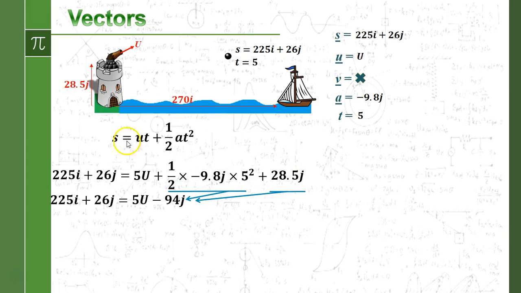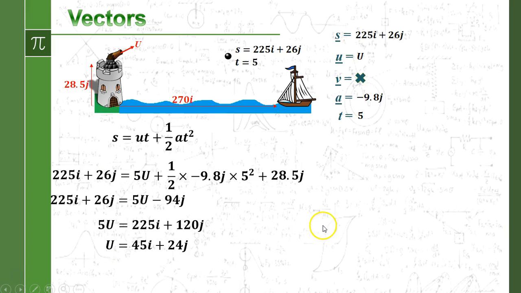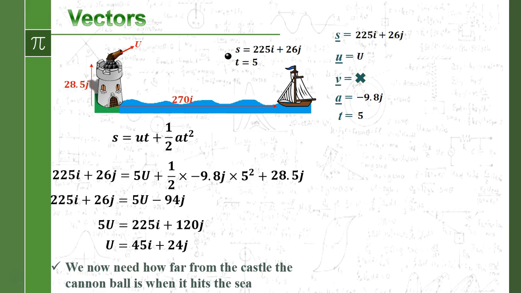So what we're going to do is just do a bit of tidying up, and all I've done is take these bits here, all components in terms of j, and tidy those up a little bit. And so now what we've got is 5u is 225i plus 120j, so we've just taken the 94j over to the other side, done a divide by 5, and there we go, we've got our initial velocity in terms of horizontal and vertical components. So that's that first bit done. Now we need to see how far from the castle the cannonball is when it hits the sea, i.e. will it hit the sea 270 meters away from the castle. So here comes our SUVAT bits and pieces again.